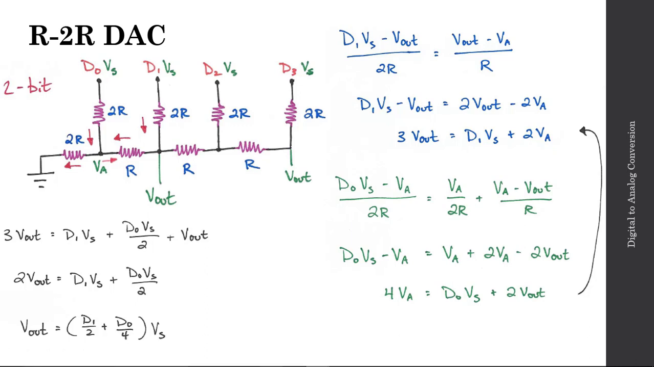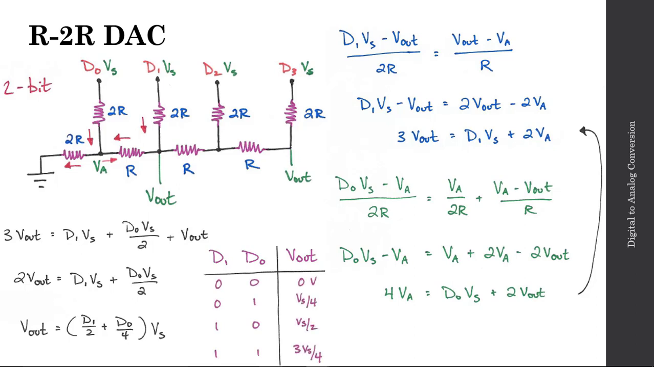Once again, let's take a look at the output voltage with respect to the state of the different inputs, D0 and D1. In the case where both of my inputs are zero, my output voltage will be zero. In the case where D1 is zero and D0 is one, I end up with a VS over four. When D1 is one and D0 is a zero, I end up with VS over two. And when they're both equal to one, I end up with three VS over four. And once again, this matches up with the output that we were discussing earlier, where the output voltage is defined as the code divided by 2 to the m bits times VFSR, and in this case, VFSR is equal to VS.